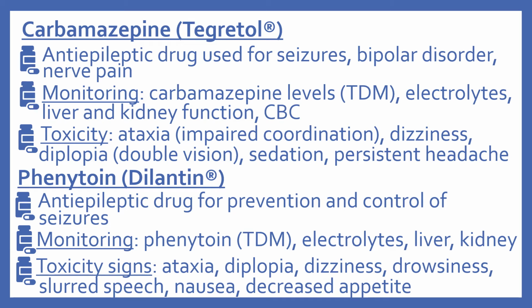Next is phenytoin. Brand name is Dilantin. It's also an anti-epileptic drug for prevention and control of seizures. Monitoring for phenytoin includes phenytoin therapeutic drug monitoring levels, electrolytes, and liver and kidney function. And some signs of toxicity include ataxia and diplopia, just as with the carbamazepine. Also dizziness, drowsiness, slurred speech, nausea, and decreased appetite.